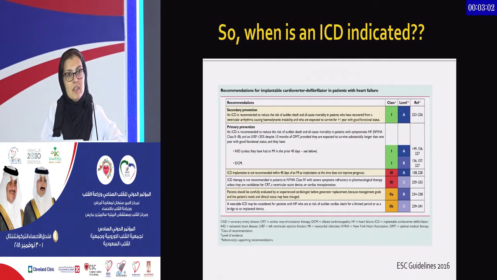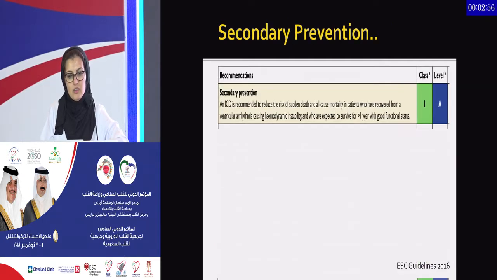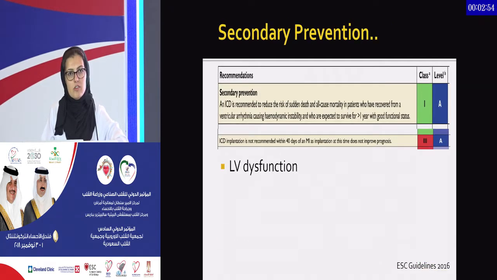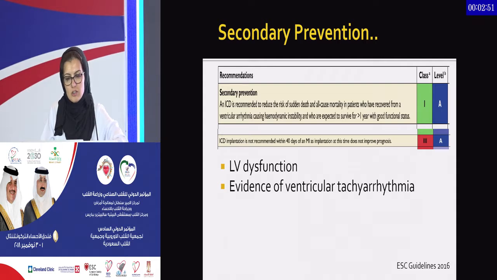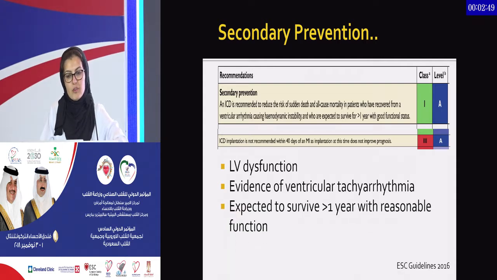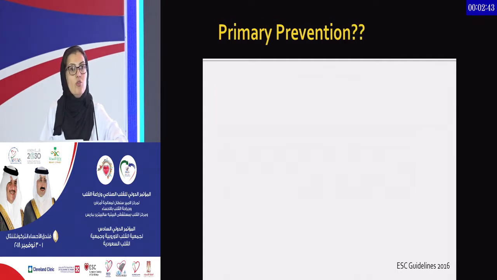So when is an ICD indicated? As per the guidelines, you have two major indications, secondary prevention and primary prevention. In terms of secondary prevention, it's pretty easy. So if you have a patient with left ventricular dysfunction and evidence of tachyarrhythmia in the absence of reversible causes and is expected to survive beyond a year, then you should be considering them for defibrillators.